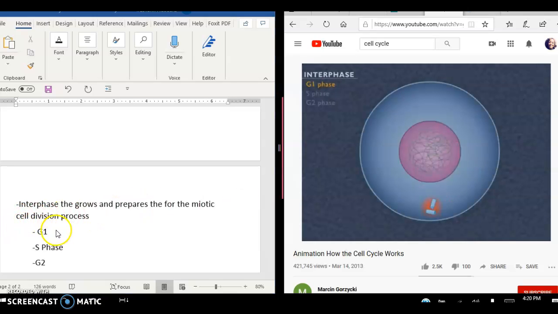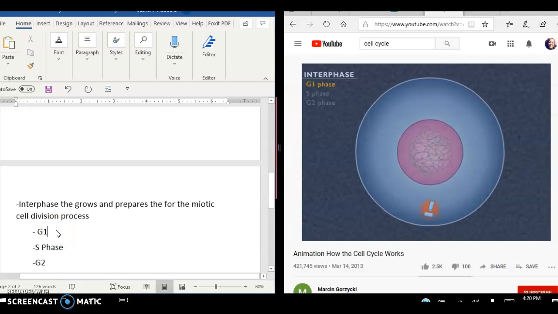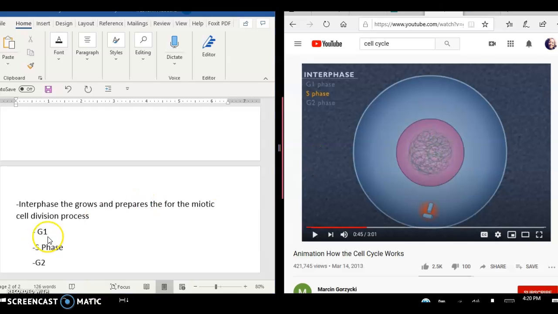During the G1 or first growth phase, normal cell functions occur as well as cell growth. In the S phase, DNA replicates, producing 2 copies of each chromosome. Okay, so in the G1 phase, remember the cell is growing and normal processes are still going on, as the cell grows.